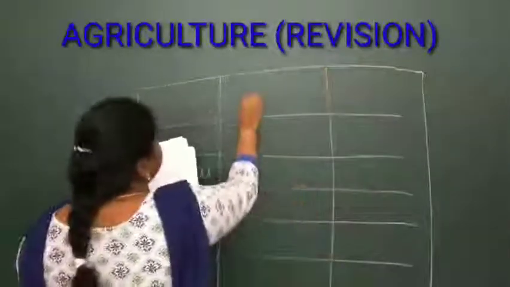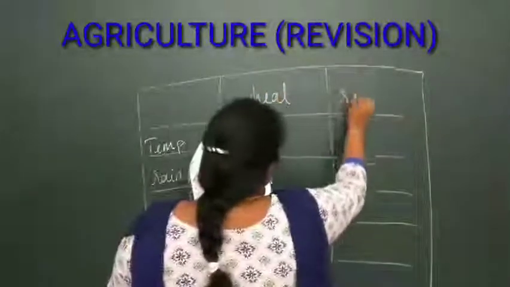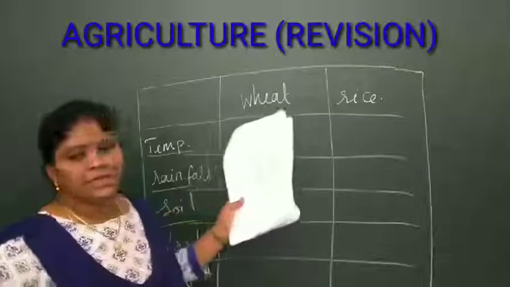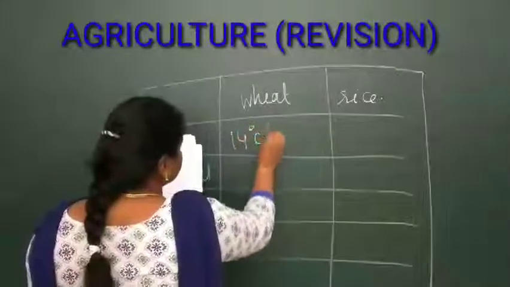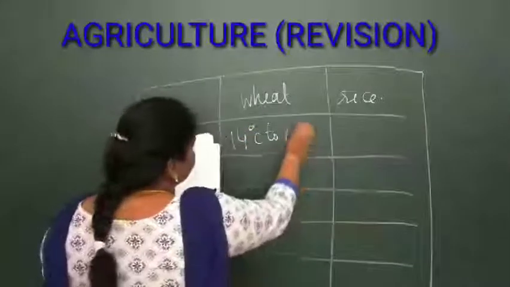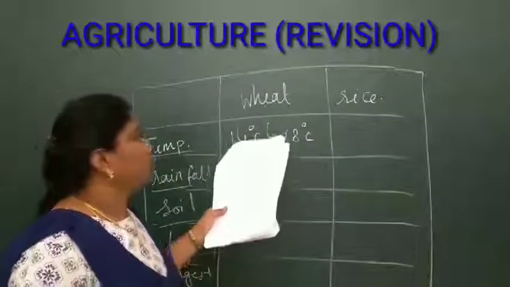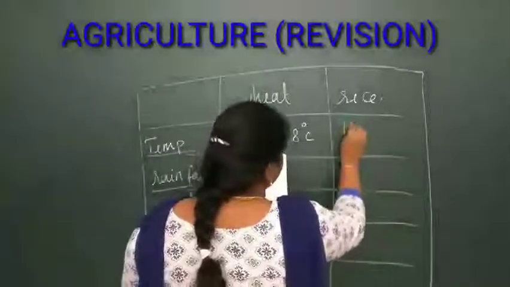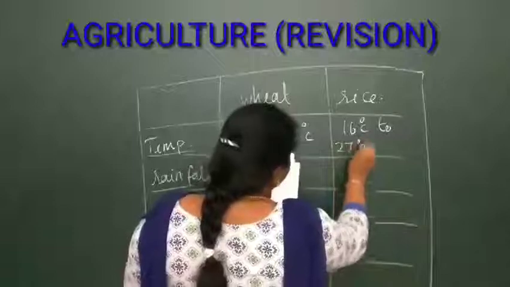We'll write as wheat and we'll write as rice here. So we'll write the temperature. If you see, wheat needs 14 degrees Celsius to 18 degrees Celsius as the temperature needed for the growth of wheat. Similarly, we'll write for rice. Rice needs 16 degrees Celsius to 27 degrees Celsius.